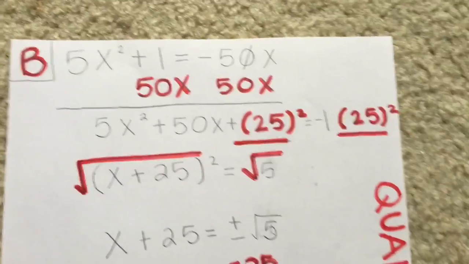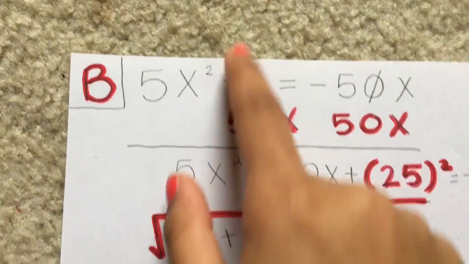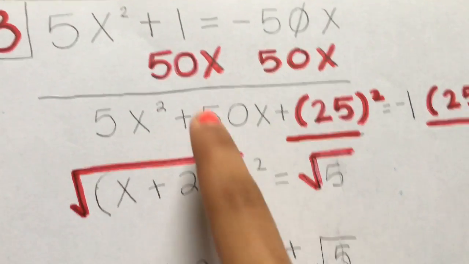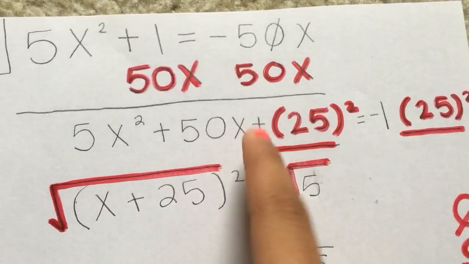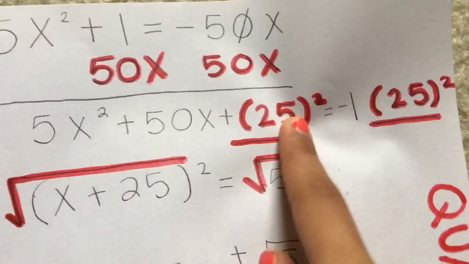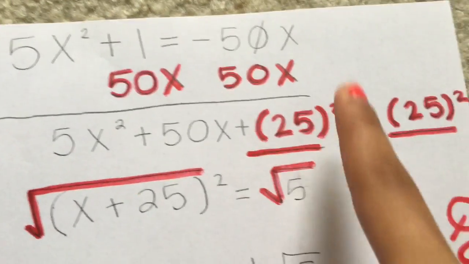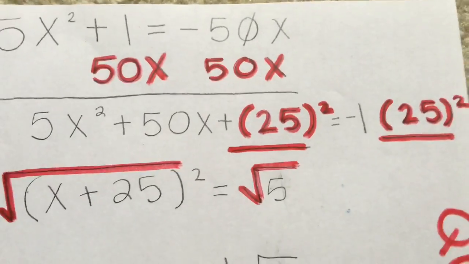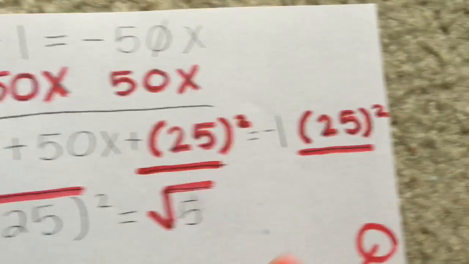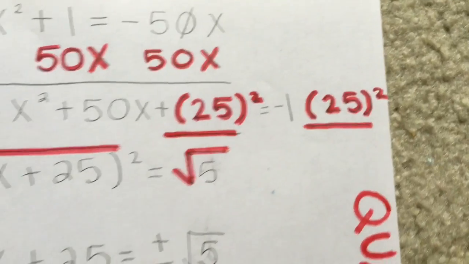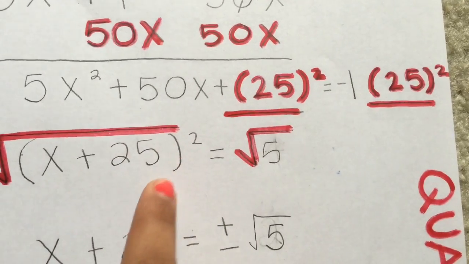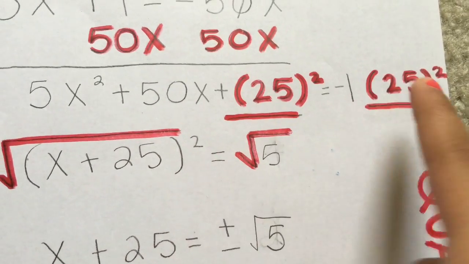The next equation I solved with completing the square, and I have 5x squared plus 1 equals negative 50x, and I did the opposite and I added the 50x to both sides, which got me 5x squared plus 50x. And before I put anything else down, I put plus, and then in the parentheses I halved the 50, and it got me 25, and I put that in the parentheses with the square, and then I put equals negative 1, which is the 1, but I just flipped the sign, and then I did the same thing with this.